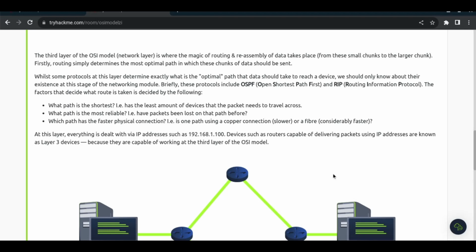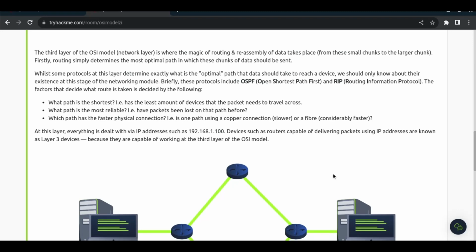The factors that decide what route is taken are the following. What path is the shortest? Has the least amount of devices that packets need to travel across? What path is the most reliable? Have packets been lost on that path before? Which path has the faster physical connection? Is one path using a copper connection slower, or fiber considerably faster?